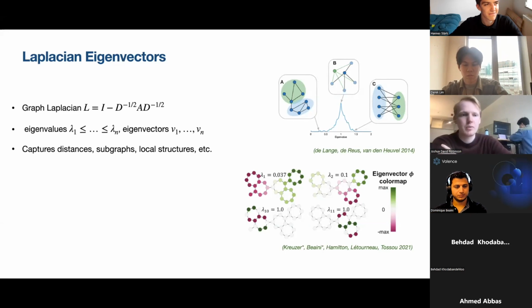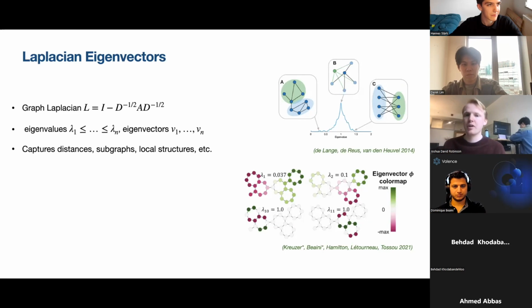And throughout this talk, we're going to use lambda 1 through lambda n in increasing order, and v1 through vn to denote the eigenvalues and corresponding eigenvectors of this graph Laplacian. So the graph Laplacian's eigenvectors and eigenvalues are well known for capturing important structural information about a graph.